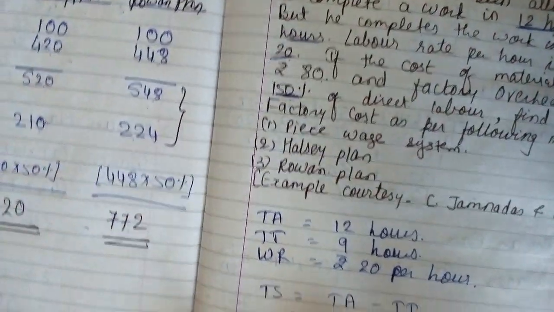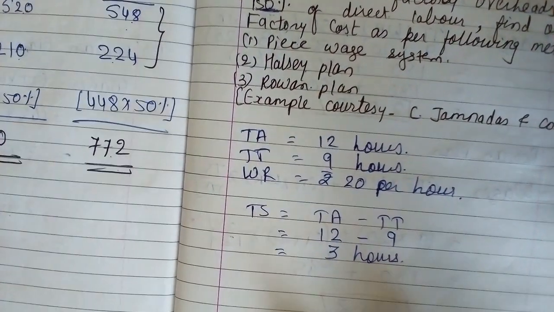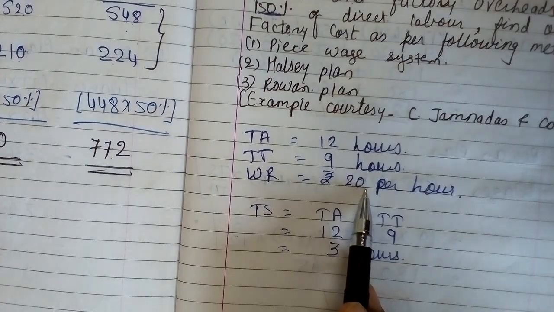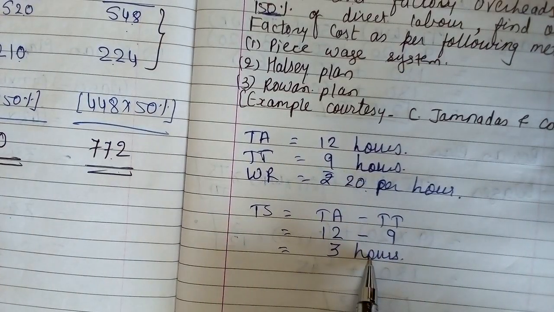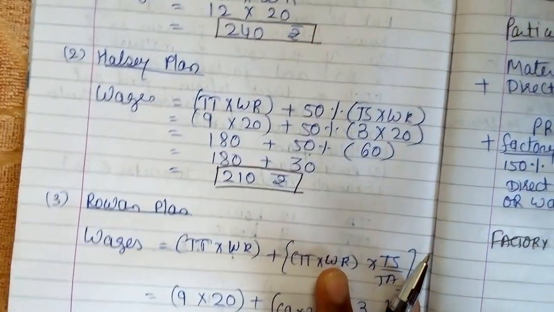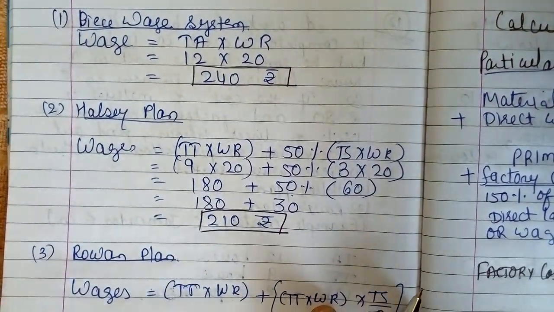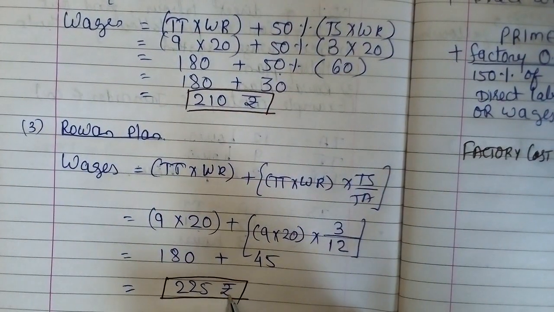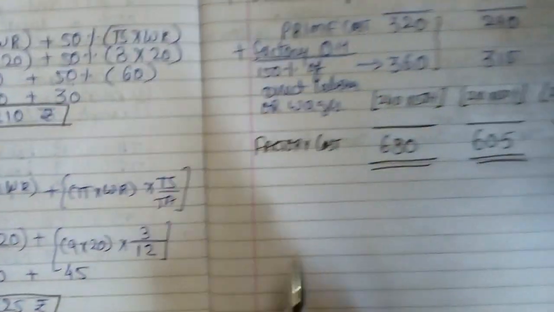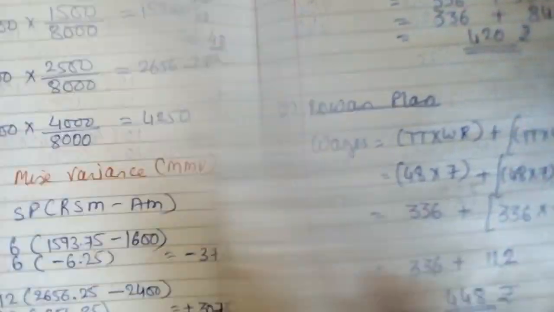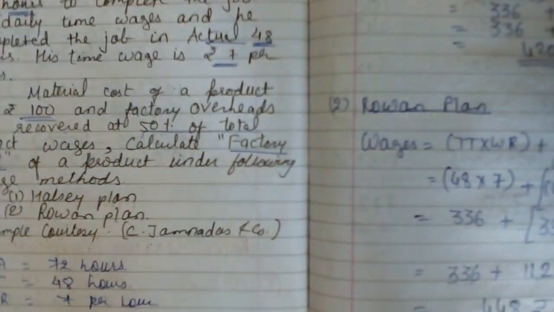In the second example, the time allowed was 12, time taken was 9 hours and wage rate was rupees 20 per hour. We get the time saved 3 hours. We have calculated wages as per piece wage, that is 240, wages as per Halsey plan 210 and wages as per Rowan plan 225, and this is the calculation of factory cost. So I am showing you the full page so that you can have the screenshot and you can write this down in your notebook if you wish.